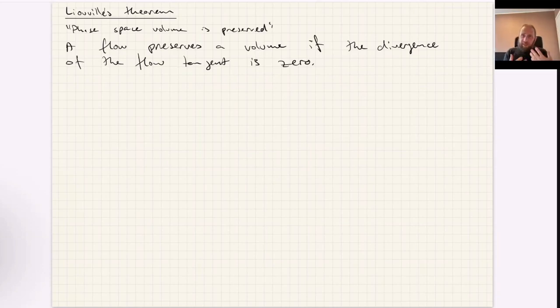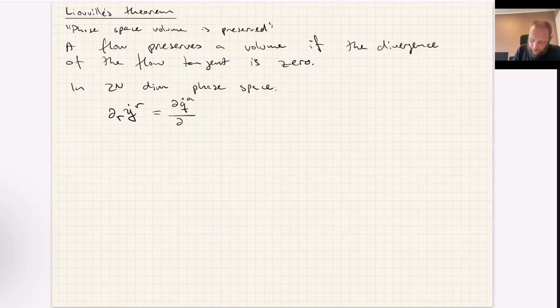So what does this mean in phase space? Well, phase space is 2n dimensional. So in 2n dimensional phase space, what you want is the divergence of the flow tangent to be equal to 0. So what this means, if I just write it out in terms of q's and p's, this means that d_q a plus d_p b should be equal to 0, right? If this is the case, then my phase space volume is preserved.